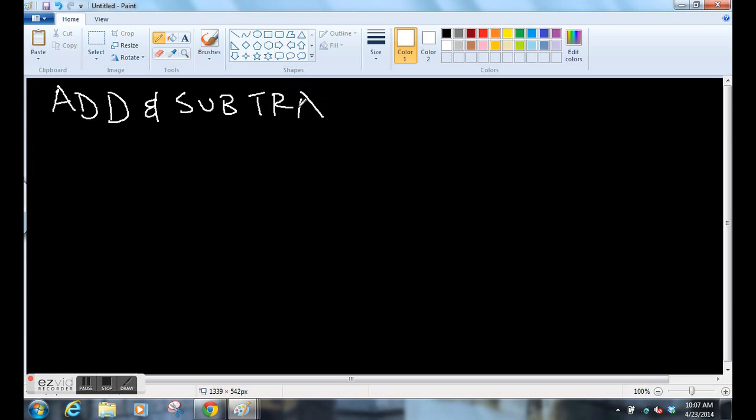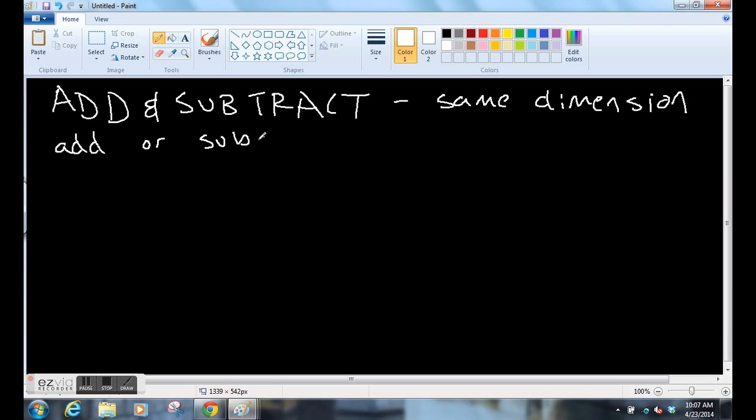We can add and subtract matrices if they have the same dimensions. You can only add and subtract matrices that have the same dimension. And you do this by adding or subtracting the elements of the matrix. And when you see how to add and subtract, the same dimension thing is going to become clear.